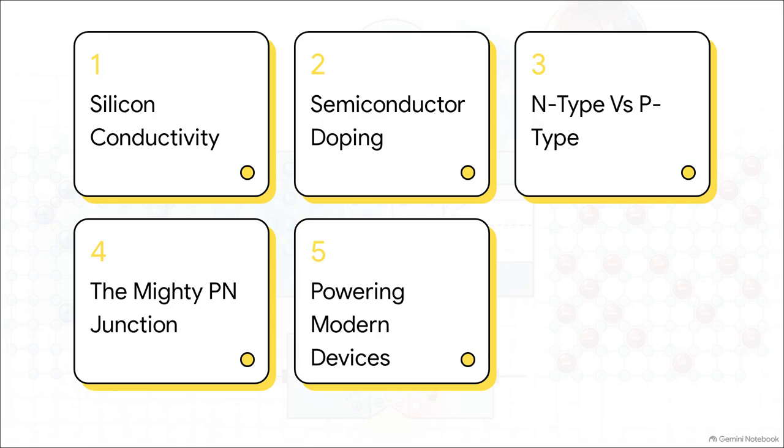Okay, here's our roadmap for this explainer. We'll hit the silicon conductivity problem, break down semiconductor doping, compare N-type and P-type materials, look at the mighty PN junction, and wrap up with how all this powers modern electronic devices. Let's get right into it.